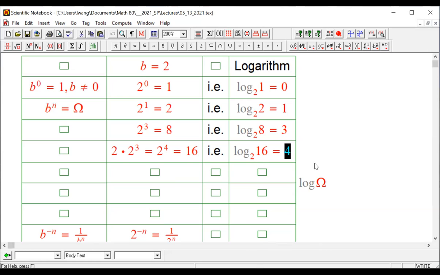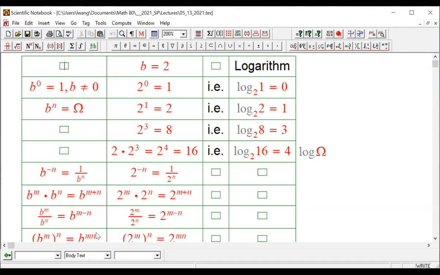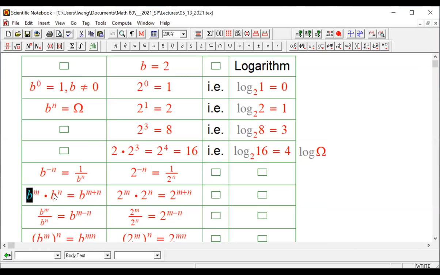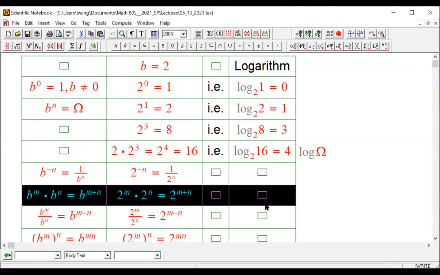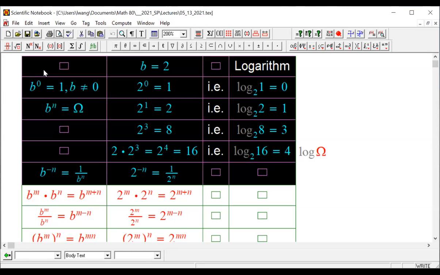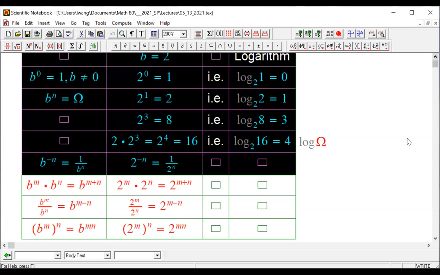Now let's look at base 10. For base 10, we're not using the other stuff yet. I'm going to take this piece and make another table, and you guys need to practice with me.